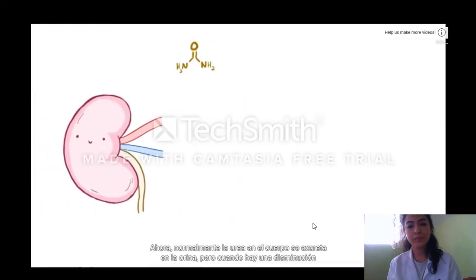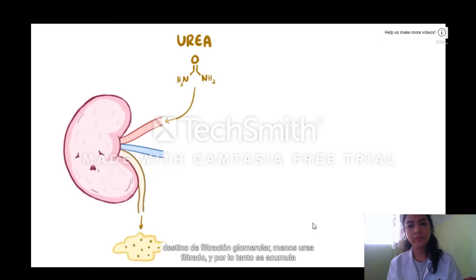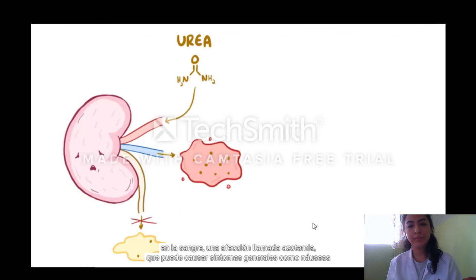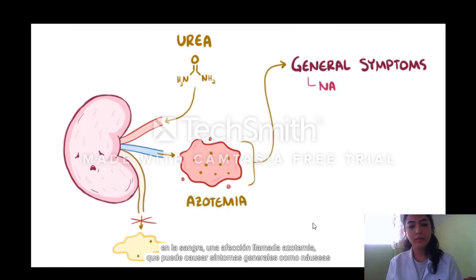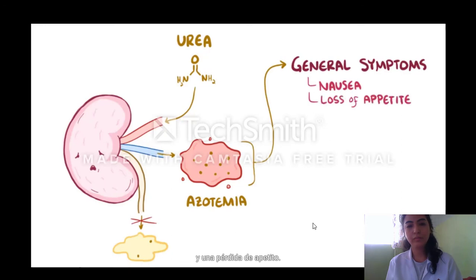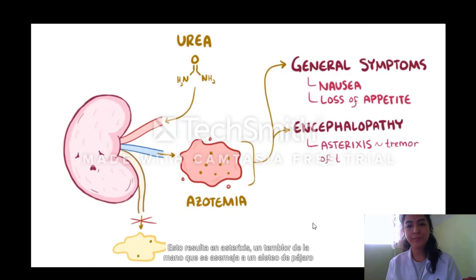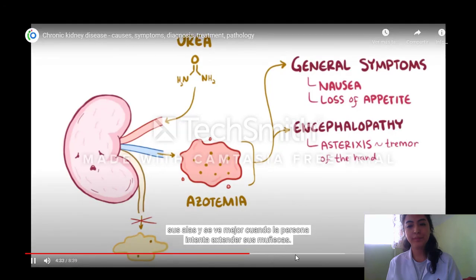Now, normally, urea in the blood gets excreted in the urine. But when there's a decreased glomerular filtration rate, less urea gets filtered out, and therefore it has nowhere else to go besides the blood. And so it builds up in the blood, which is a condition called azotemia. Azotemia can cause general symptoms like nausea and loss of appetite. But as urea levels really build up, they can affect the functioning of the central nervous system, causing encephalopathy. This results in asterixis, a tremor of the hand that kind of resembles a bird flapping its wings.